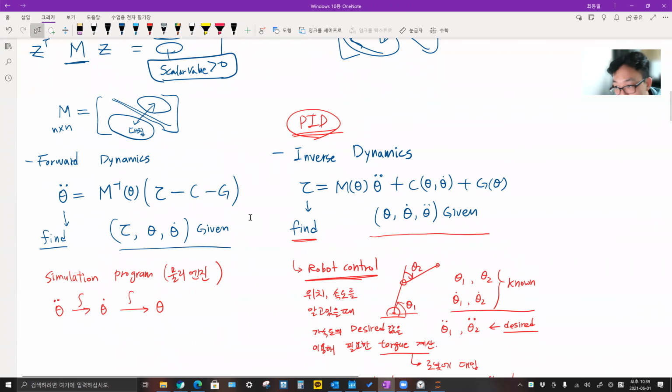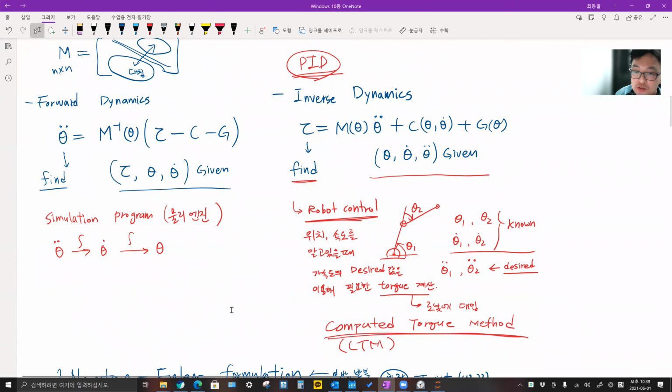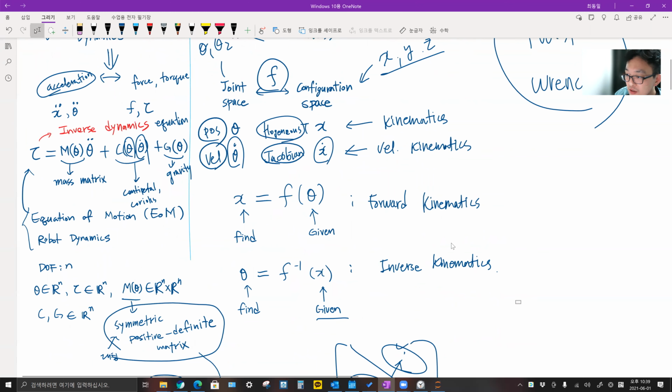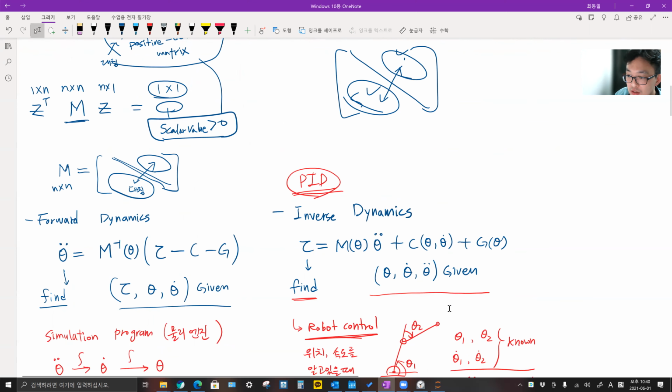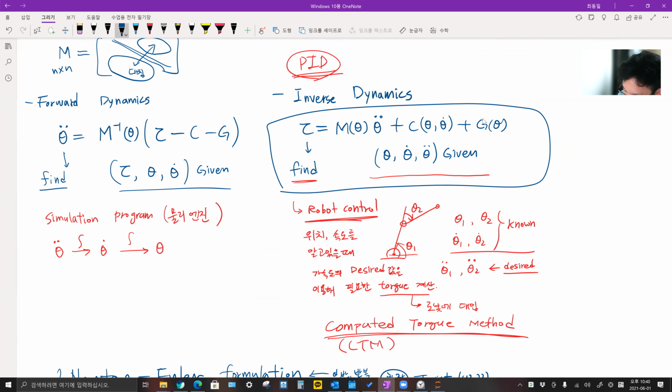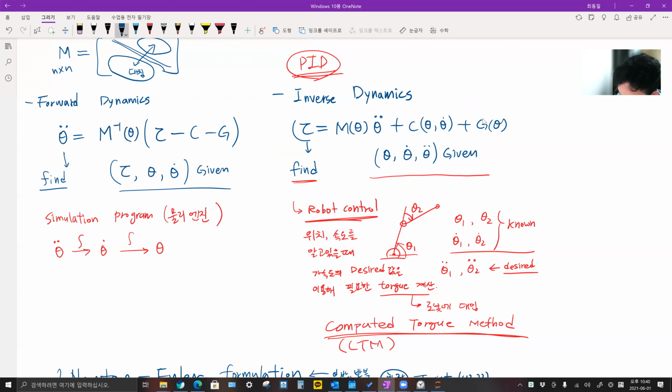In the dynamics, there are two kinds of problems. In the kinematics, there were forward kinematics and inverse kinematics. Similarly, in the dynamics, there are also forward dynamics and inverse dynamics. As I already said, the inverse dynamics is when theta, theta dot and theta double dot are given, we find the torque.